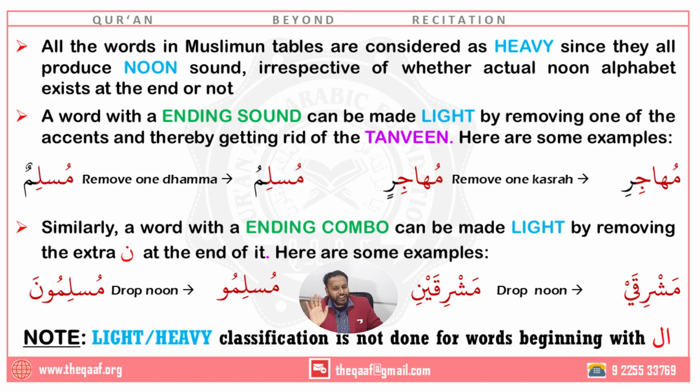I can drop the noon itself. Now if I drop the noon, the word becomes Muslimu. Now here, one thing that you should pay attention to. What we are talking about is, we have an issue with the noon sound. So you should only remove the part which we need, the minimum required modification. Minimum is only noon, not the whole una.